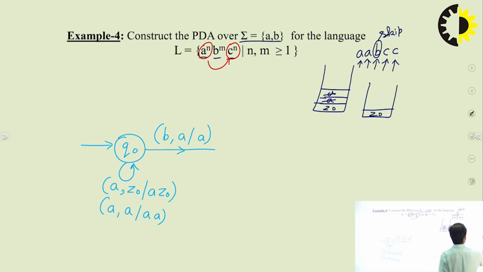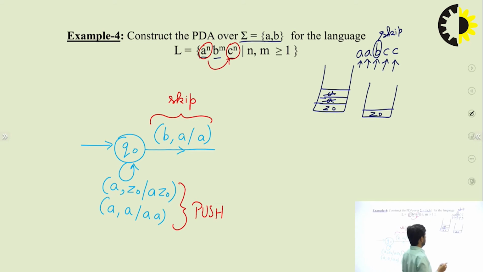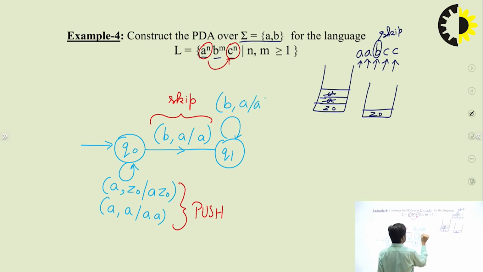So here all the push operations will be performed. Here when input is B, top of the stack is A, we skip. Then this is the skip operation, we skip. Now I'm at state Q1. When input is B, top of the stack is A, we keep on skipping.